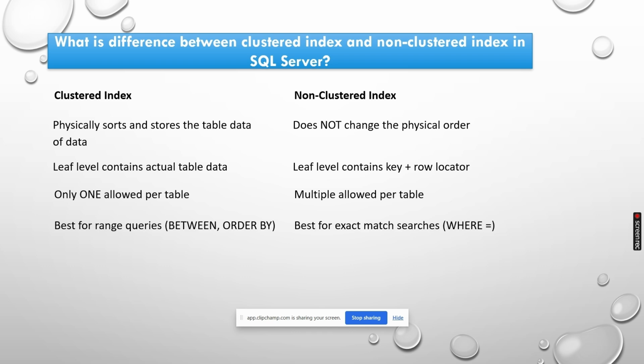A clustered index is best for range queries like BETWEEN and ORDER BY clauses. A non-clustered index is best for exact match searches. A clustered index is slower for insert and update if the key changes. A non-clustered index is faster for inserts compared to clustered.